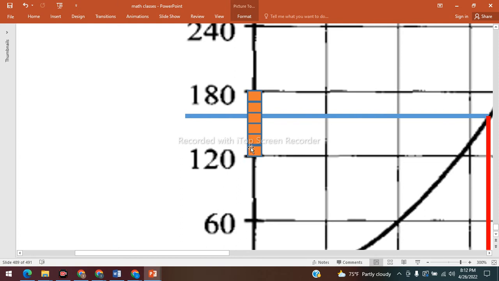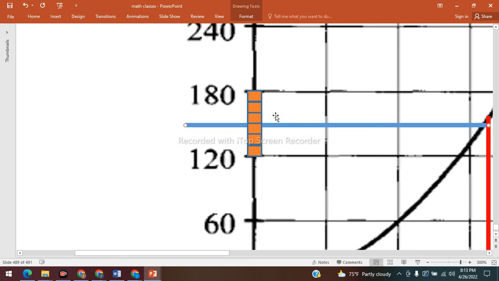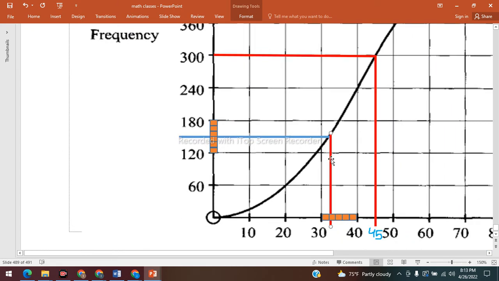This is 120, 130, 140, 150. So 150 is supposed to be lower. So 150 is supposed to be here. Right there. Good. And so that means that this guy needs to go over. That means it's actually 30 what? 30 what?